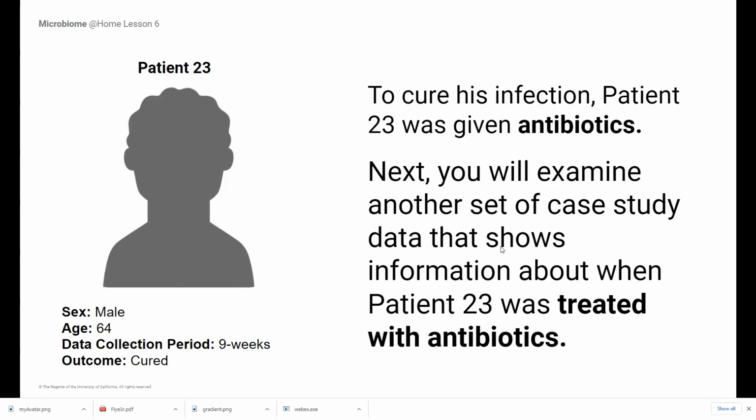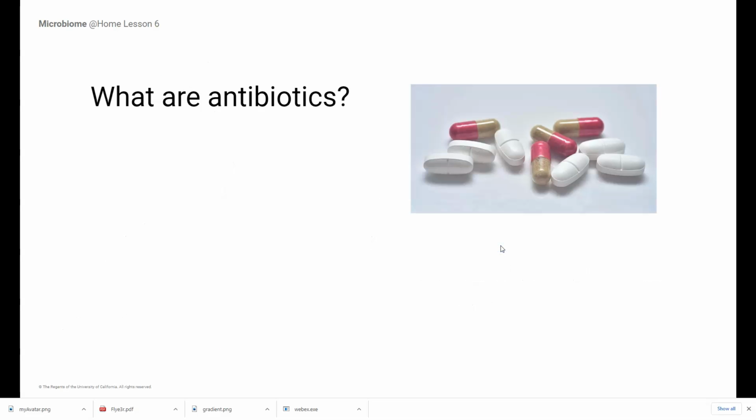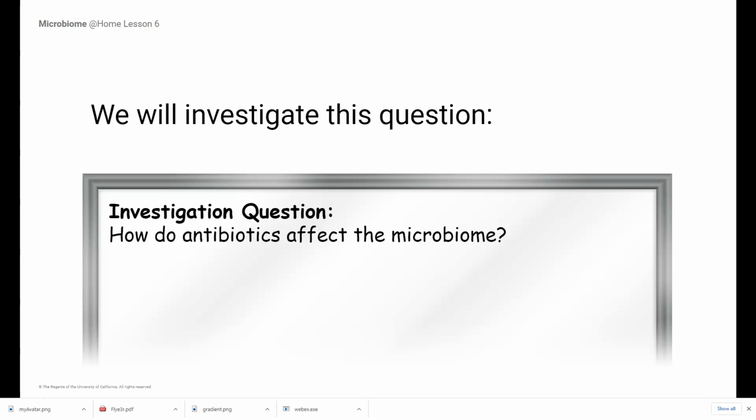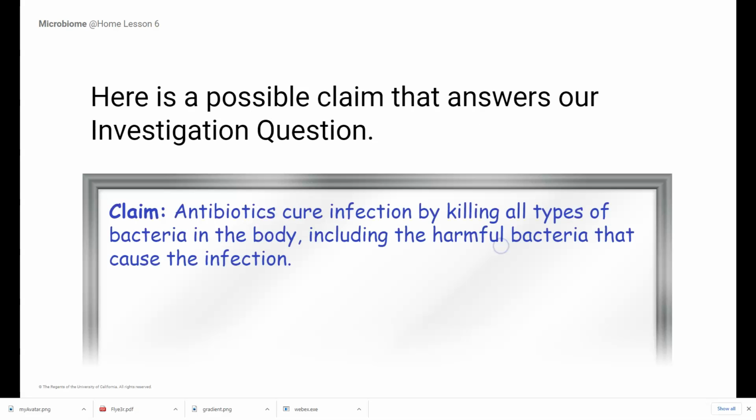So poor Bob, he got so sick on week 3, and the doctor prescribed him some antibiotics. What do we know about antibiotics? You probably took antibiotics at some point in your life, right? But how do antibiotics affect the microbiome in our body? So here's the claim. Antibiotics cure infection by killing all types of bacteria in the body, including the harmful ones that cause the infection. So this claim says that it kills both the good and the bad bacteria.